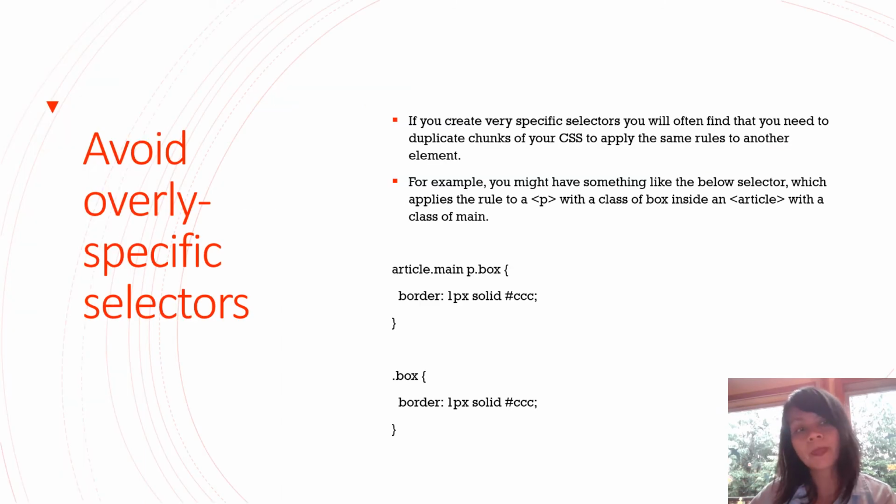Okay. Make sure you avoid overly specific selectors. If you create very specific selectors, you'll find that you need to duplicate chunks of your CSS, and then you have to apply the very same rules to another element, right? For example, you might have something like the below, which applies the rule to a paragraph within a class inside of a box of an article. So then you have article, main, paragraph, box, and this is the border. When you can really just tell that border to apply to box, you don't need to make it so specific.